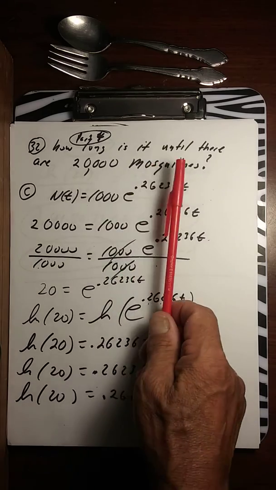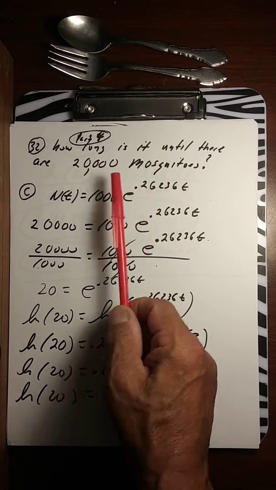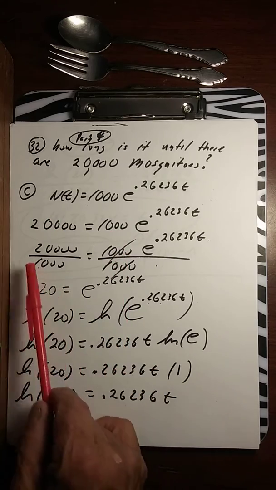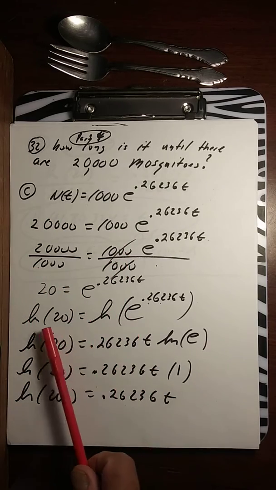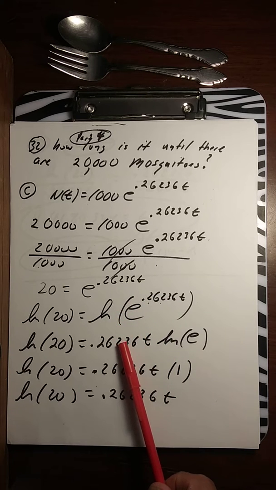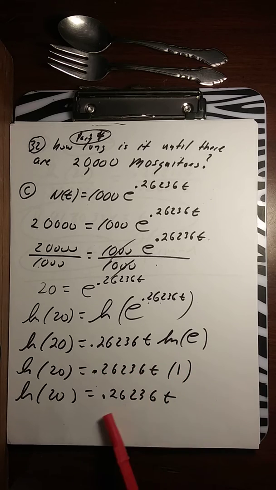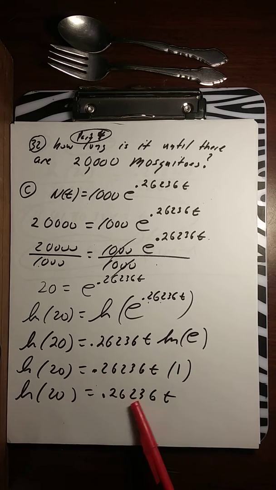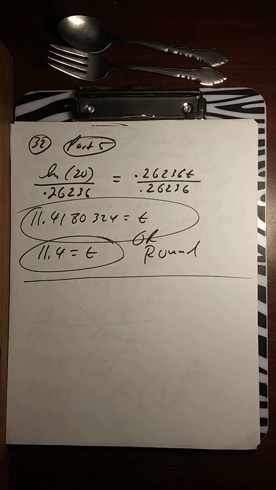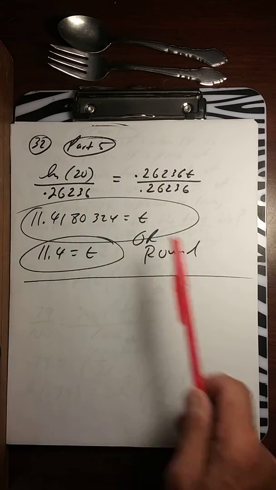How long will it take until the mosquitoes reach 20,000? There are 20,000 of these mosquitoes or lice or whatever they are. 20,000 equals this, divide by 1,000. And you take the ln, and what do you know about this? Yep, it's going to go in the front. And ln of E is what? Yep, it's a 1. So now we have 1 times this is this, ln of 20. So now we divide both sides by the decimal number, 0.26236, that way there. So this is going to end up with this.